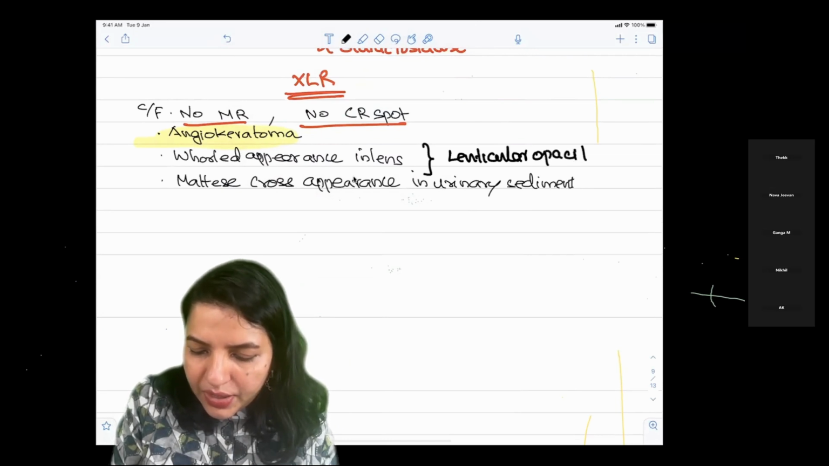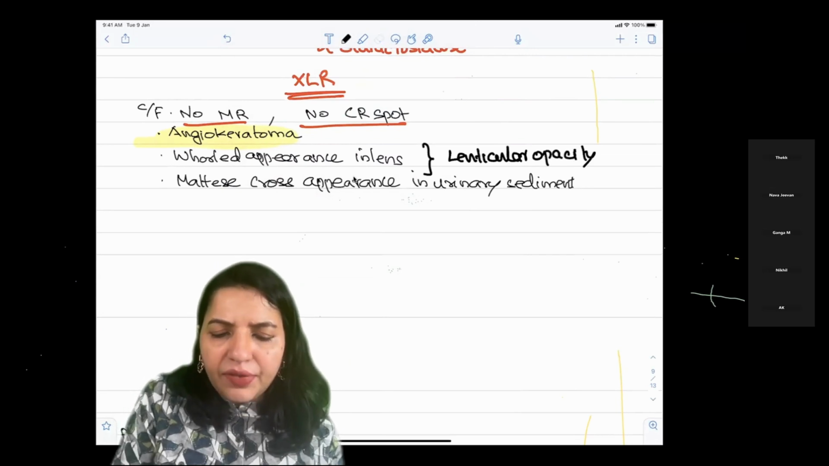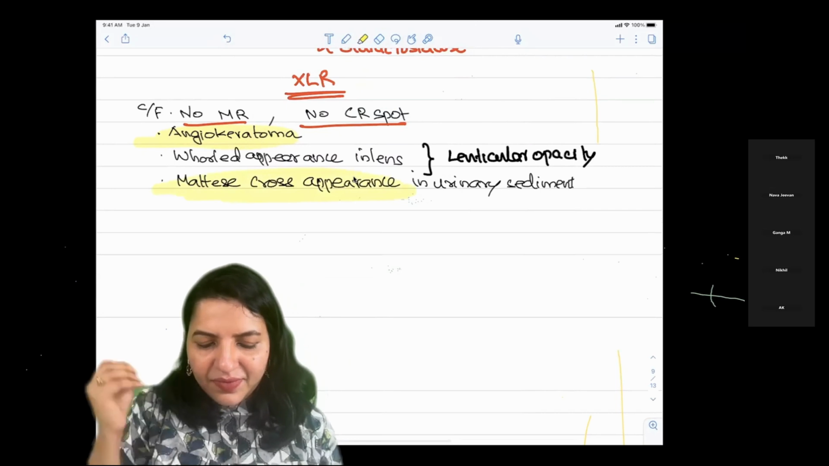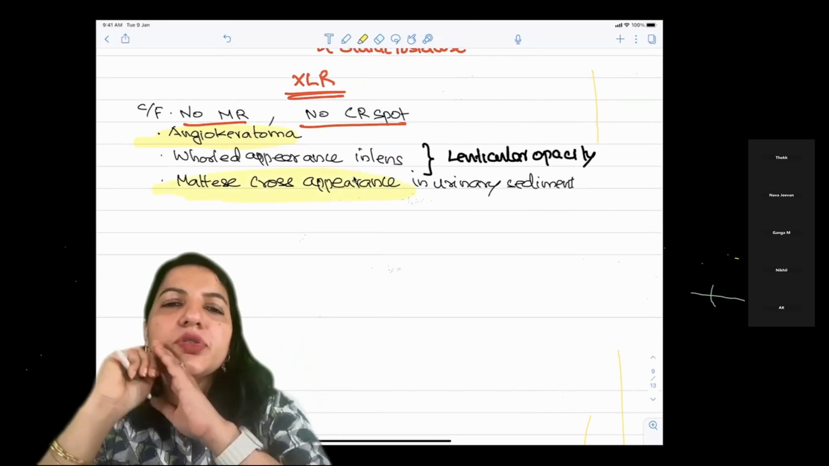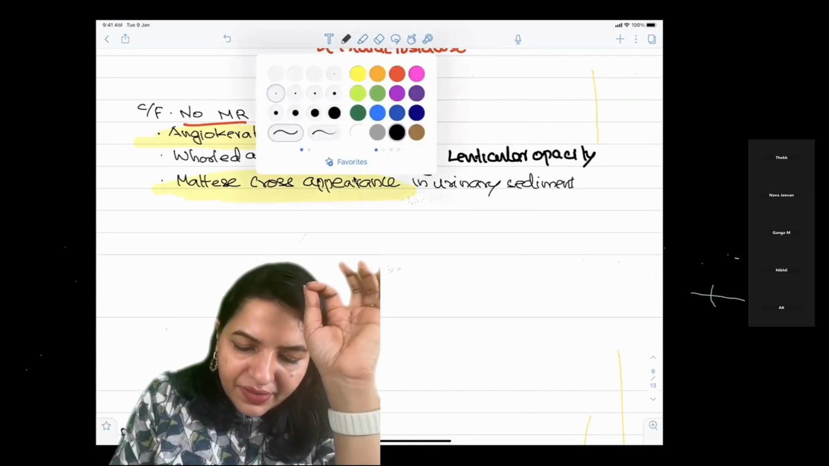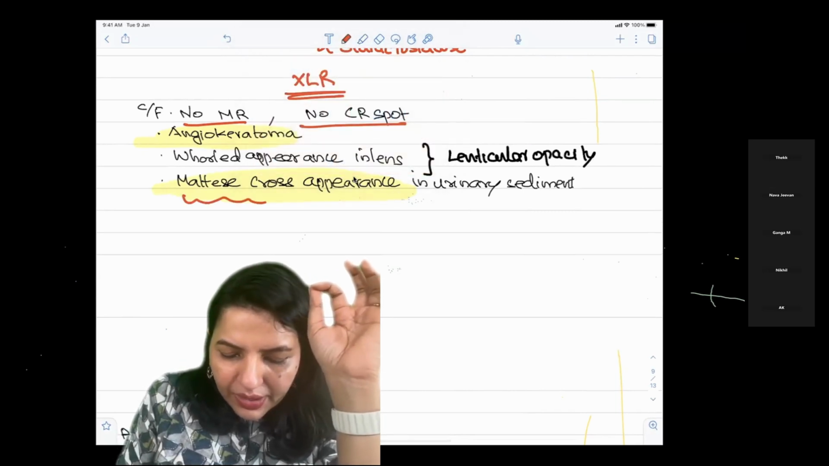Lenticular opacity is present, and this is very, very important. What I'm highlighting here: which are the two disorders where this thing that I have highlighted now is there? There is one more, I think there are 3. Okay, at least 2 you say.